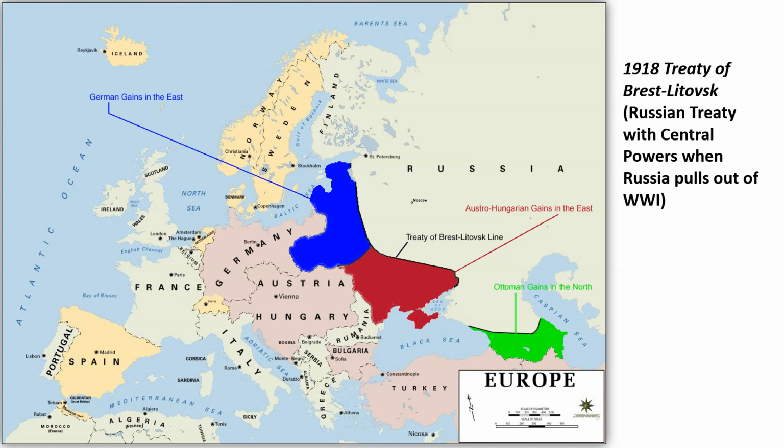When Russia pulls out of the war, you can see that Russia is forced to give up some territory. So that territory there in the blue goes to Germany. The territory in the red or maroon goes to Austria-Hungary, and the area in the green goes to the Ottoman Empire. So in making their peace, in getting out of the war, while the rest of the Allies are still fighting, Russia does give up some significant territory, but they're getting out of the war.